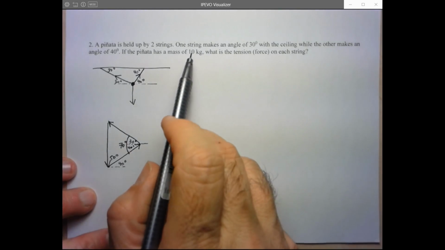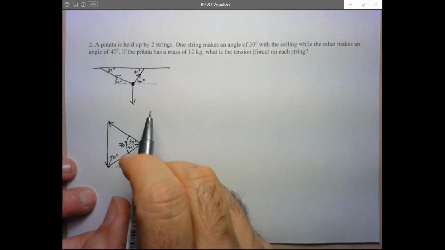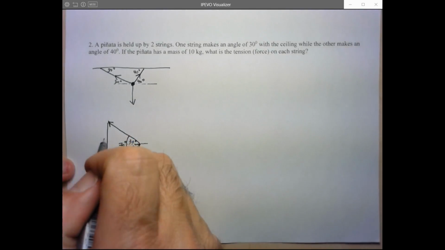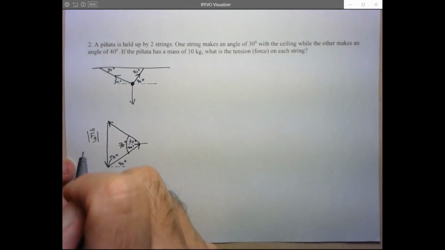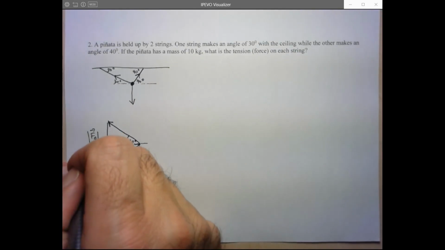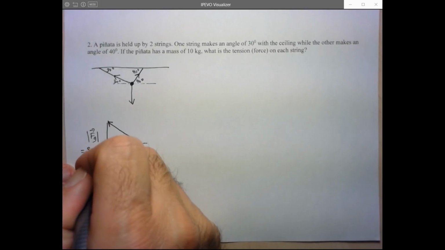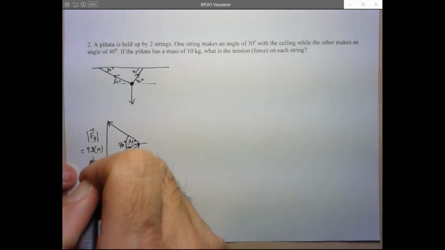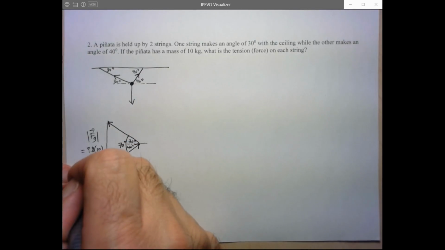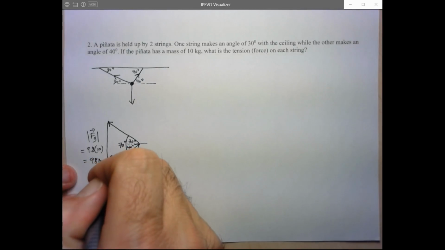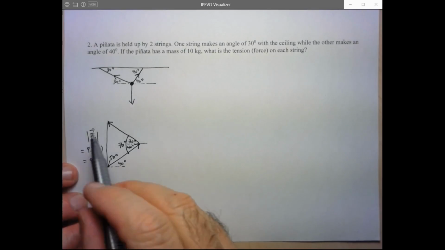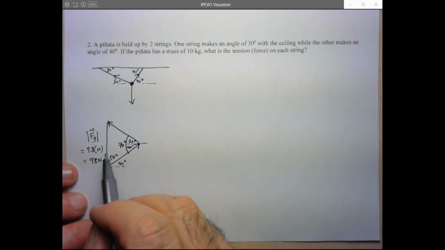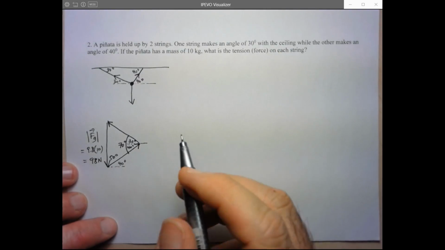Remember, they told us that the mass was 10 kilograms. So that means this representing the force due to gravity, well, I can find its magnitude because we saw that the formula was just 9.8 times the mass. All right? So that means that's just going to be 98 newtons. And look what we have, two angles and a side length. I can solve this triangle. Now, of course, I also have that angle there. We'll see if we need it.